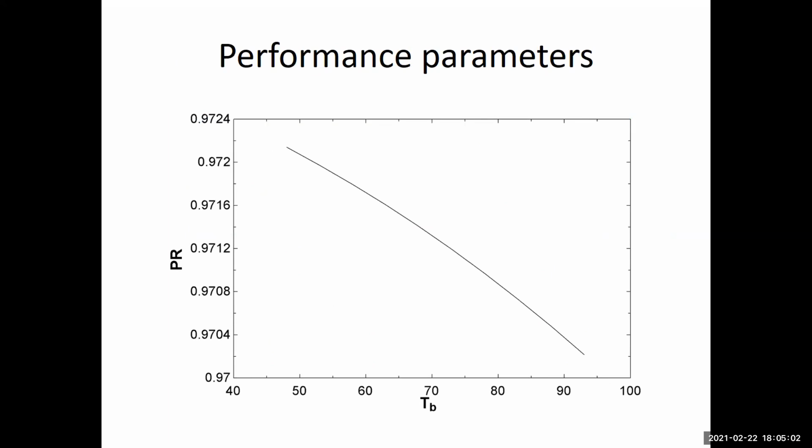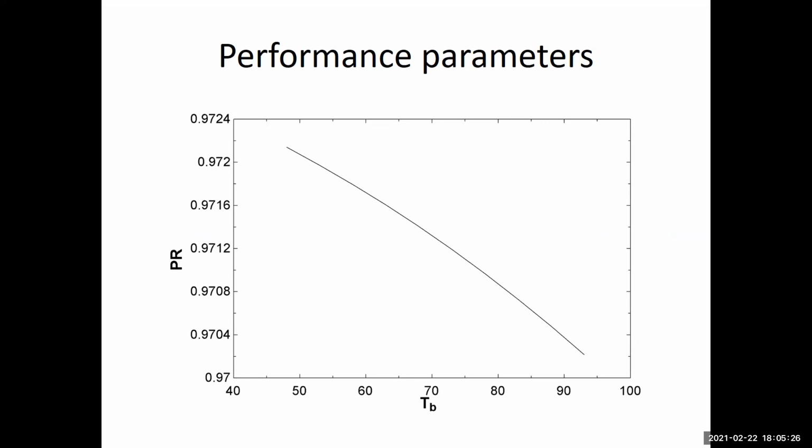The performance parameters for this unit, look at this. What we are doing here is changing the value of TB, the boiling temperature of the seawater which is coming in. Its temperature is being increased from 50 to 90. What is going to happen to the PR? We'll see that the PR decreases here.